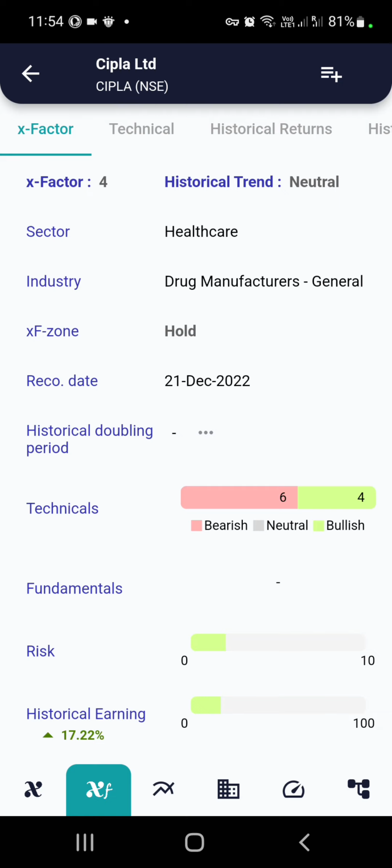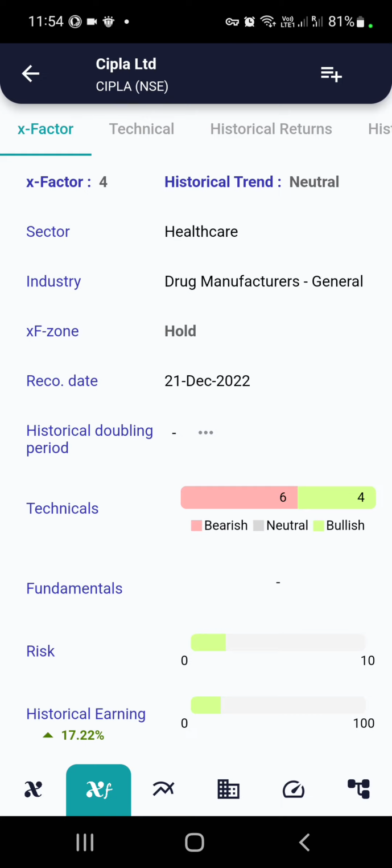You can also see the XF. XF is basically a detailed view on the particular stock. You have X factor, which is a score. X factor out here is basically a number between 1 and 10. Anything above 7 is mostly a buy. Anything below 4 is likely to be a hold or a sell. The historical trend basically shows you how the stock has been performing in the past.